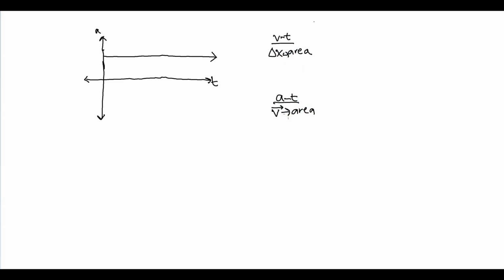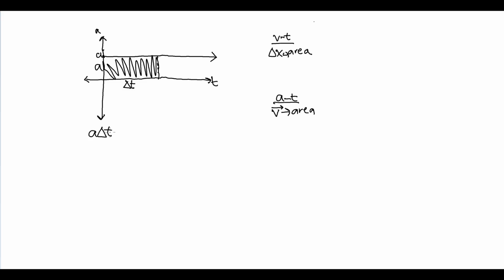So let's say you're constantly accelerating. This will be your area: some time, delta t, and you're at acceleration a. So this is acceleration a. What is a delta t?